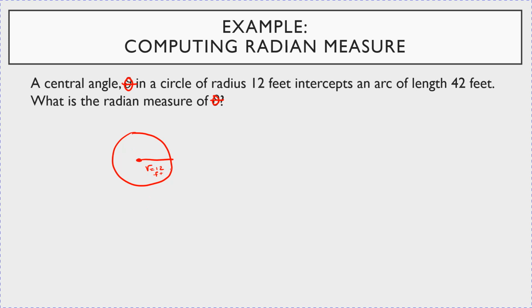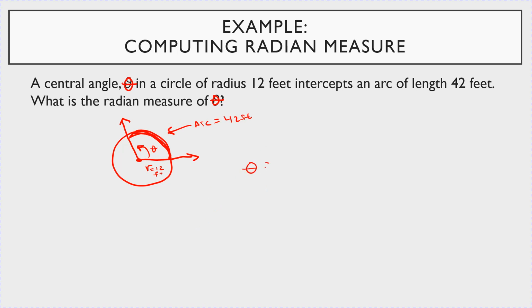So then what we have next here is, okay, we have this intercepted arc of 42 feet. So it might be something that looks like this. So I have this ray here, okay, and this arc here equals 42 feet. So I'm saying, well, what is the measure of this angle theta here?